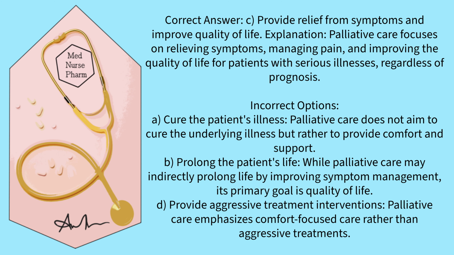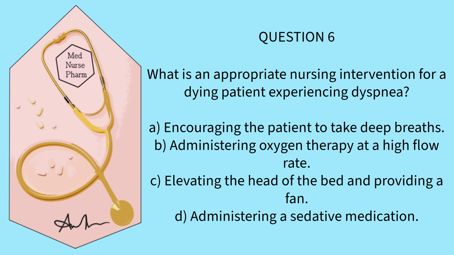Question 6. What is an appropriate nursing intervention for a dying patient experiencing dyspnea? A. Encouraging the patient to take deep breaths. B. Administering oxygen therapy at a high flow rate. C. Elevating the head of the bed and providing a fan. D. Administering a sedative medication. Pause the video and select your answer.